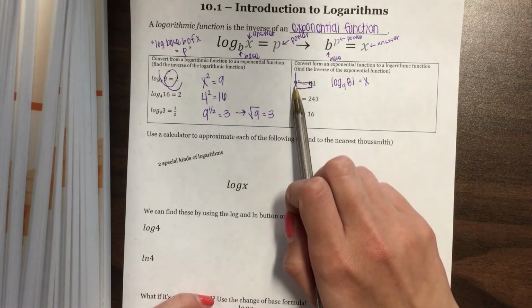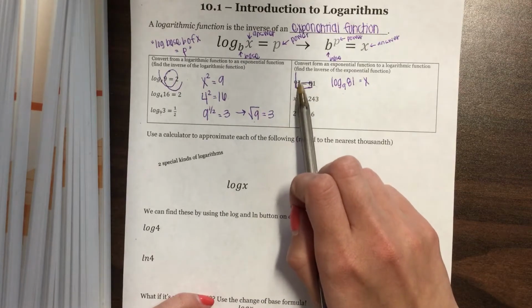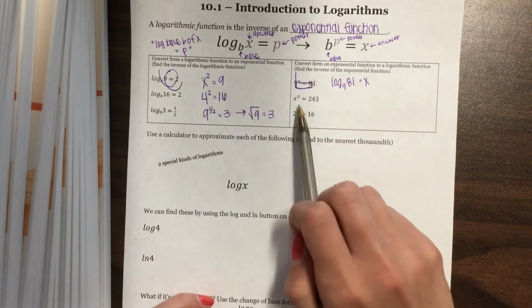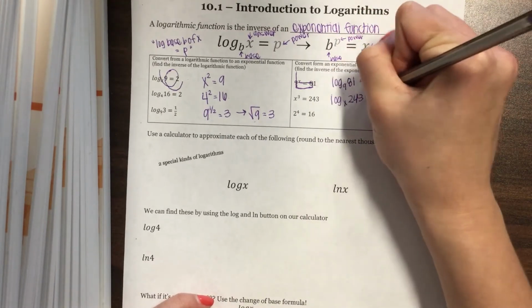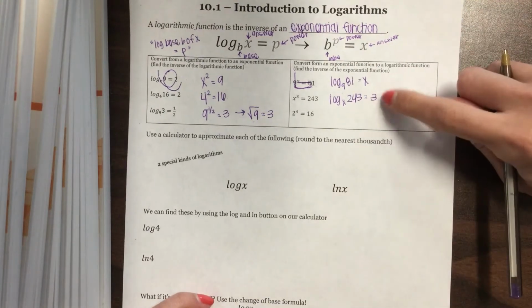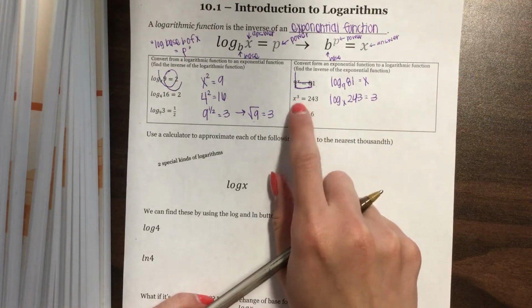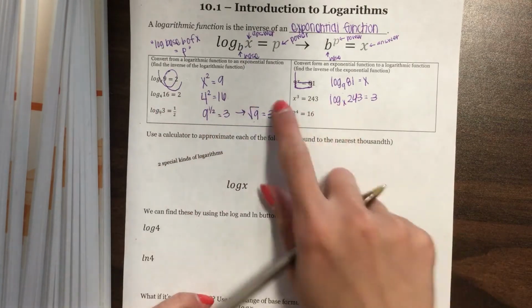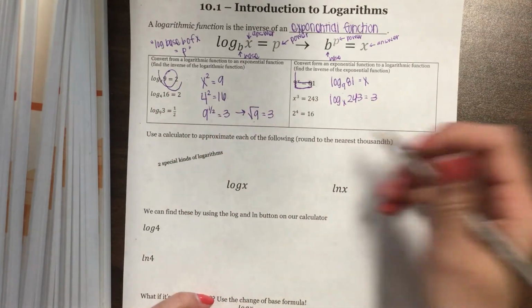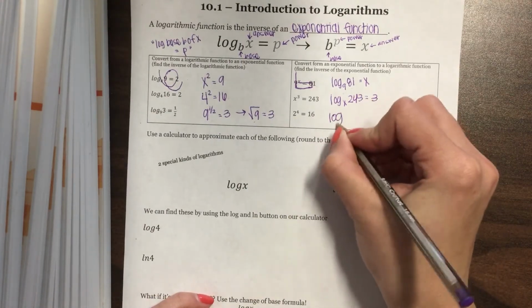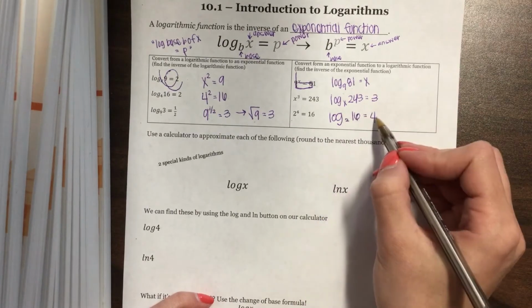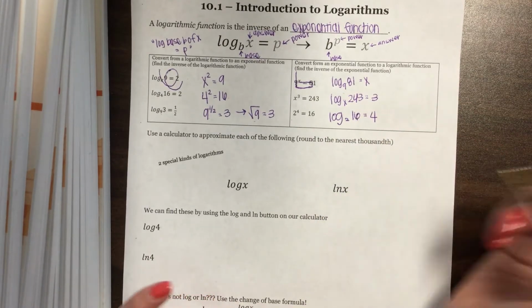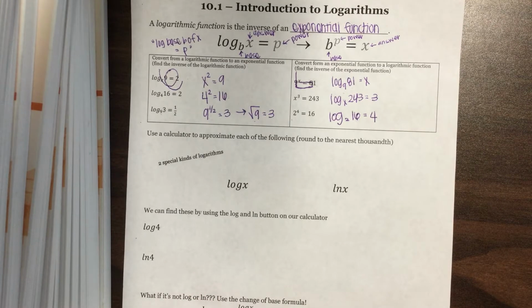But basically, it's the base, and then the answer equals the exponent, because it always equals the exponent. Like this one would be log base x of 243 equals 3, because it equals the exponent. So these two, the bases are always the same. These two are kind of what switch places. So then again here, this would be log base 2 of 16 equals 4, because 2 to the 4th equals 16. Okay. All right, now we're going to use a calculator to approximate each of the following.